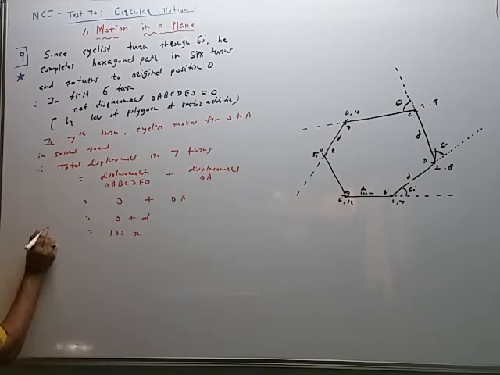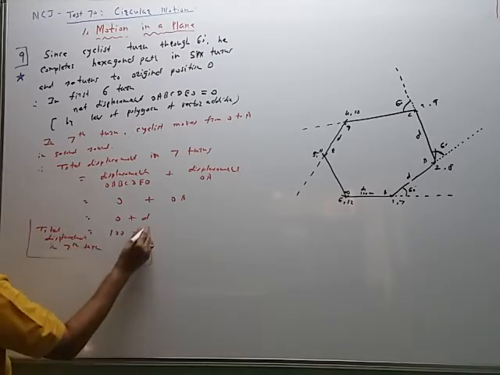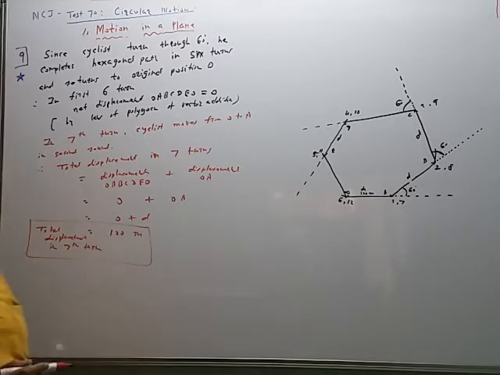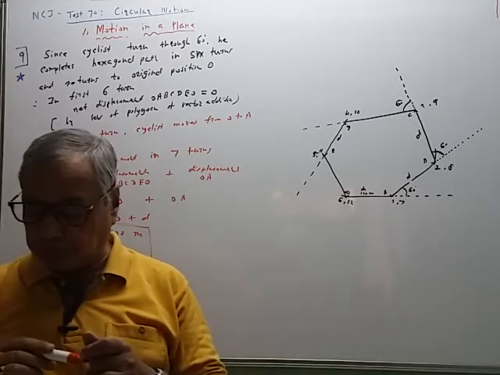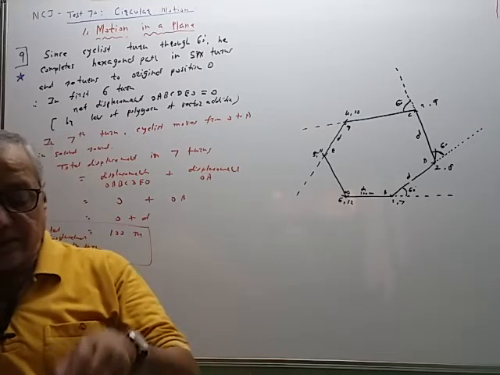So the correct answer is: total displacement in 7 turns is equal to 100 meter. So the correct answer is A.